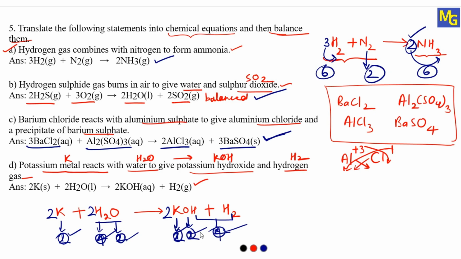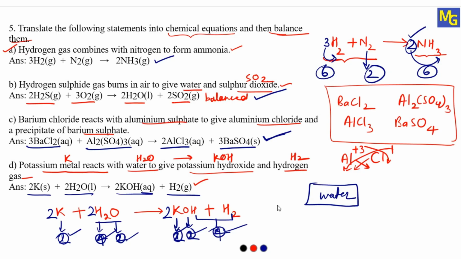And that's why the balanced chemical reaction is 2K plus 2H2O gives 2KOH plus H2. And these are their physical states: solid, liquid, aqueous and gaseous. What do you mean by aqueous? Aqueous means it is present in water, in dissolved form, that is called aqueous. So this is the method of how to balance the chemical reaction.